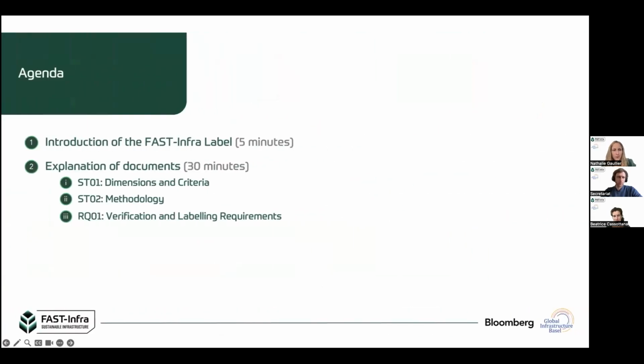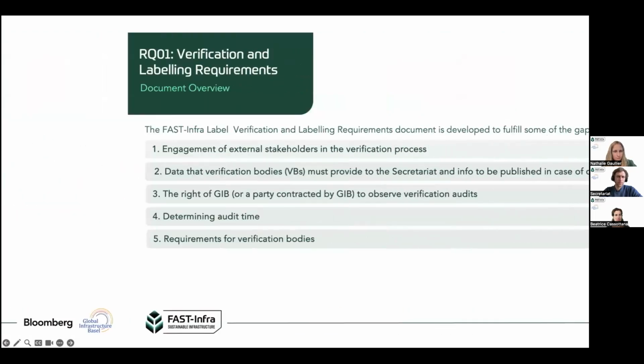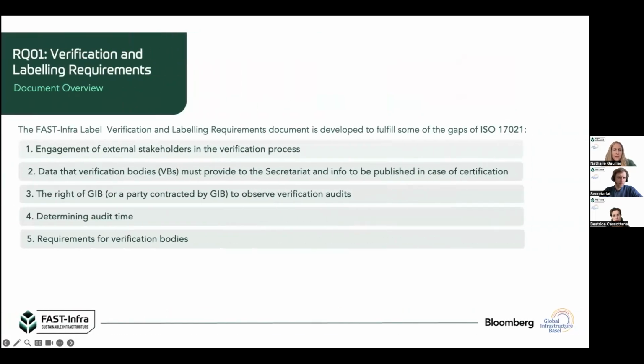So I think we don't have a poll here. So I'm just going straight to the next item, which is the third document, RQ01, verification and labeling requirements. So this is really the document for the verifier to understand if they would fit to become a verification body for the FAST-Infra label. So basically, first thing to know is that we ask the verification bodies to be accredited to ISO 17021. On top of this, we ask them to fulfill the requirements of this document, RQ01.